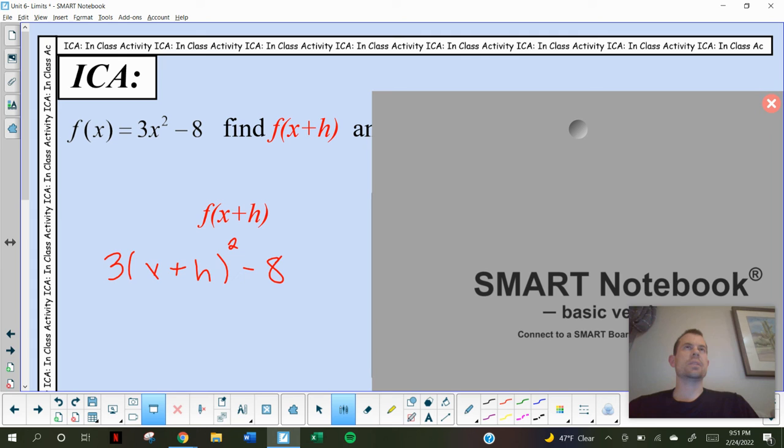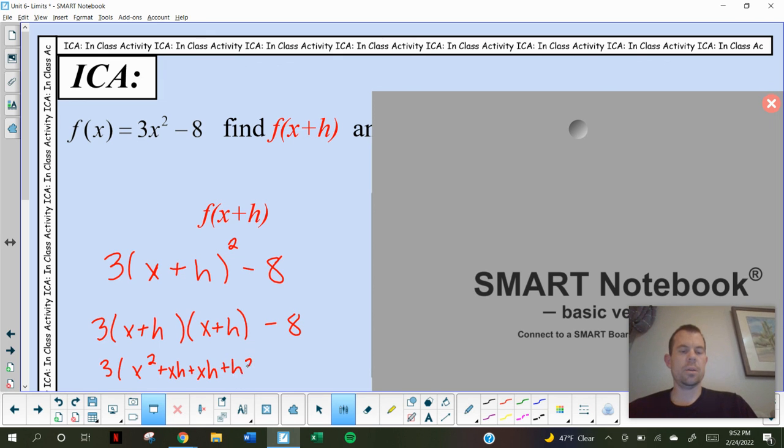Take 5 seconds and ask yourself, what should be your first step? All right, the first step is not to distribute the 3. Order of operations says your first step should be to FOIL. You must do exponents first before multiplication. So now I have 3 times, when you FOIL, you'll get x squared, xh, and h squared.